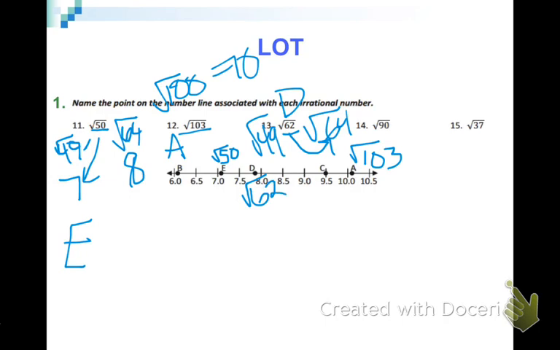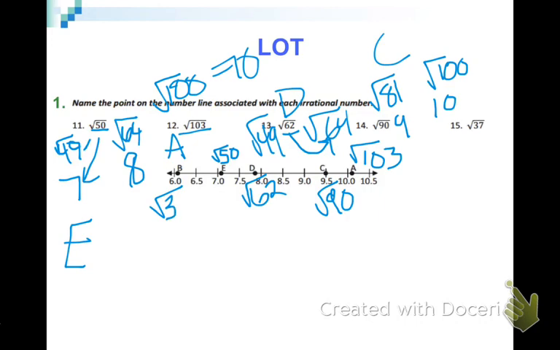When I look at my last two here, square root of 90, I know that that is between square root of 81, which is 9, and square root of 100, which is 10. So as I look at my number line, there is only 1 point between 9 and 10, and that is letter C. Which means my last one, square root 37, is letter B. And I can verify that by knowing the square root of 36, the answer is 6. And 37 is just a little above 36. So my answer is just a little bit above the number 6.